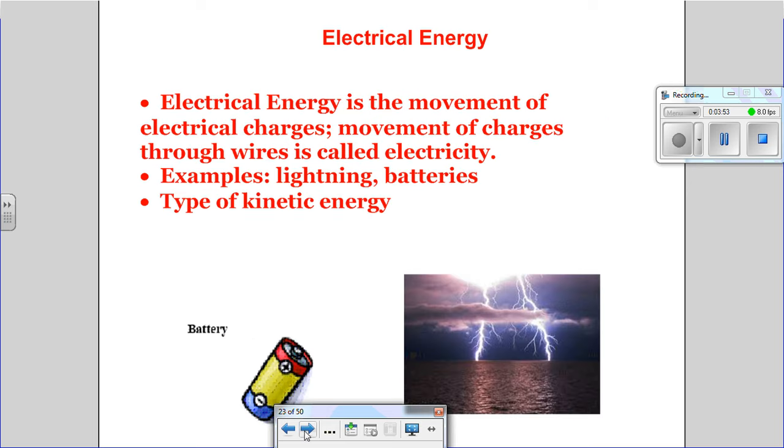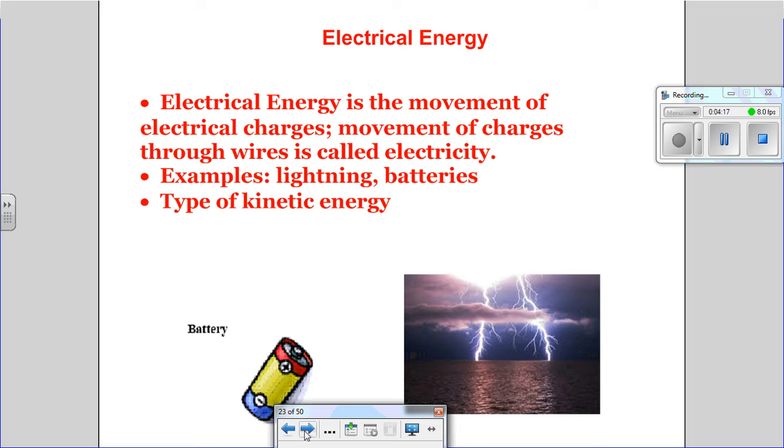All right, let's talk about electrical energy next. Electrical energy is the movement of electrical charges. The movement of these charges through wires is what we call electricity. And we know that electrical energy comes from the atom. More specifically, the part of the atom where it comes from is the electron. It's the movement of these electrons which causes us to be able to have electricity.